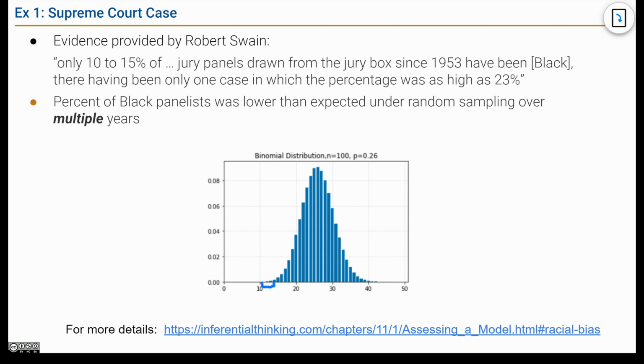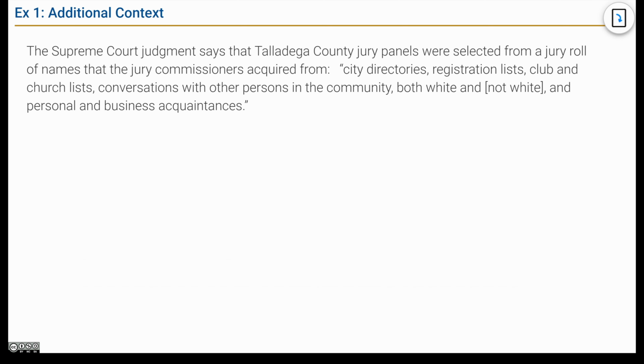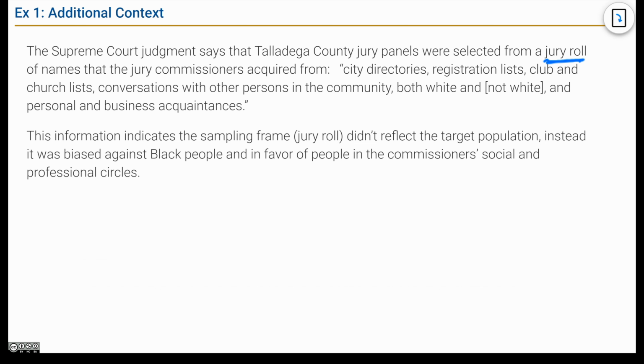Now, why was this occurring? Again, if you dive into the Supreme Court judgment, it actually does give us some insight because it tells how the jury panels were selected. And so in the context of our sampling discussion, this is actually telling us what the sampling frame was. The sampling frame came from a jury roll, and these were names that the jury commissioners acquired from city directories, registration lists, club and church lists, conversations with other people in the community, and personal and business acquaintances. So that statement alone is giving us some insight that the sampling frame didn't reflect the target population.